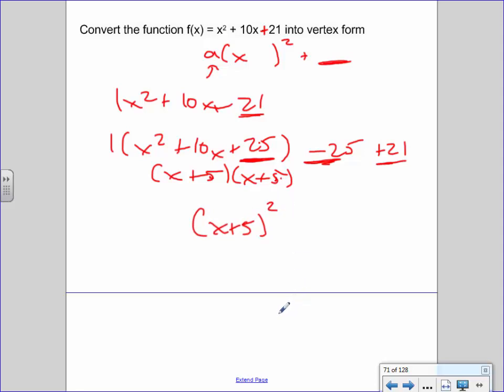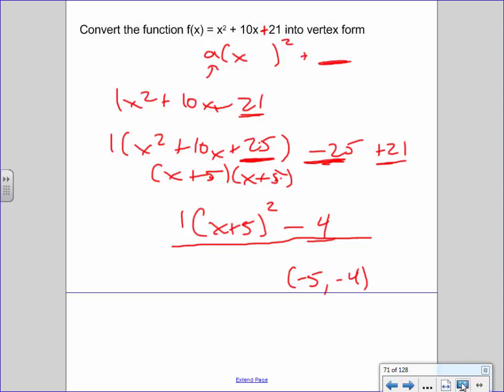We're almost there. The only other things we're missing for a true vertex form is I need my coefficient in front, which we already knew is 1, and I need to know what number goes out back. Well, originally the number was 21, but now that I had to put this extra 25 right here to compensate for it, the number that's going to go out back is minus 4, because minus 25 plus 21 gives you minus 4. And now we have something written in vertex form. Now I know what my vertex is. My vertex is at -5 and -4.